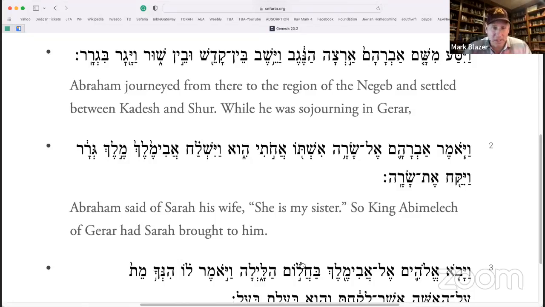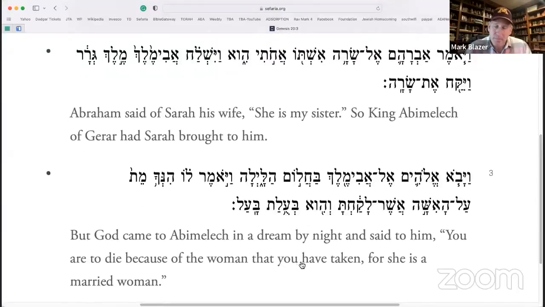And here it says that while he's sojourning, while he's living temporarily or pasturing or nomading, the idea is he's dwelling there in a place called Gerar, Abraham said of Sarah, his wife, she is my sister. So King Avimelech of Gerar had Sarah brought to him. But God came to Avimelech in a dream by night and said to him, you are to die because of the woman that you've taken, for she is a married woman.